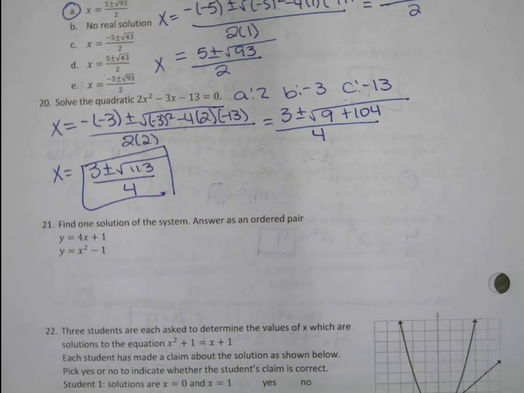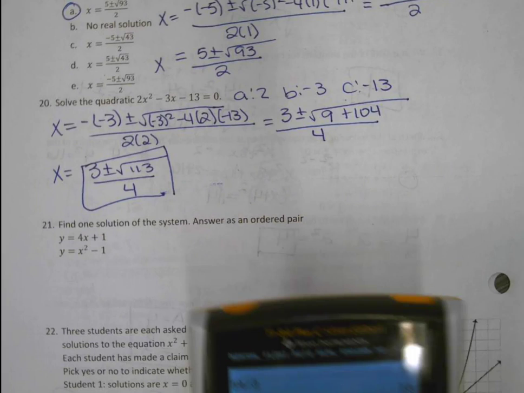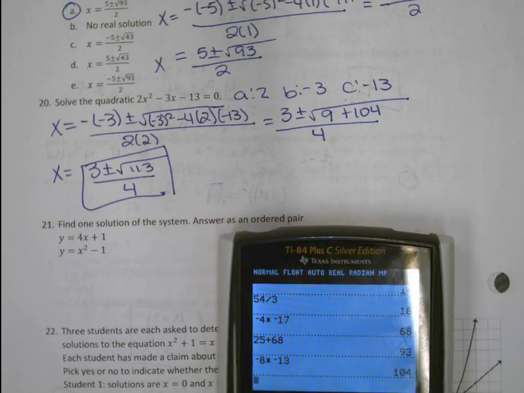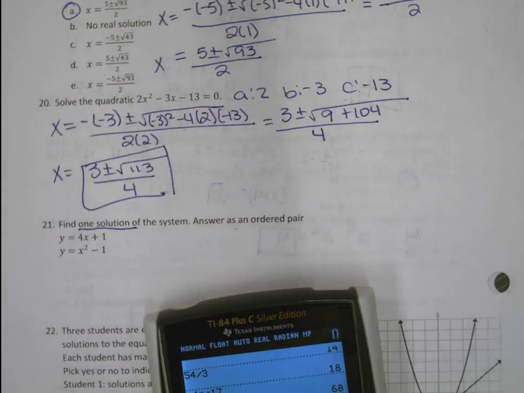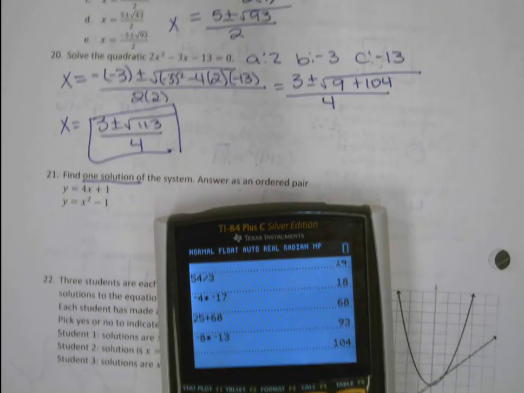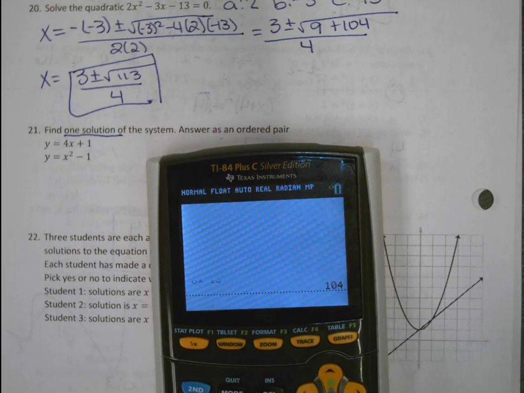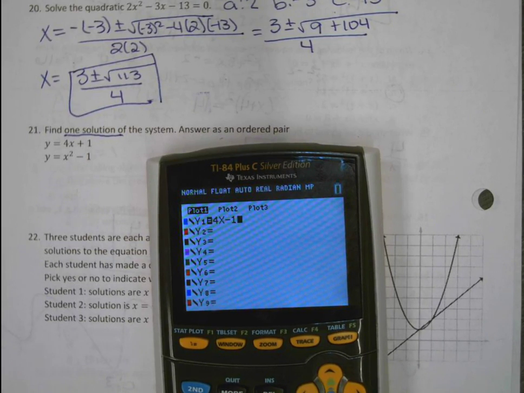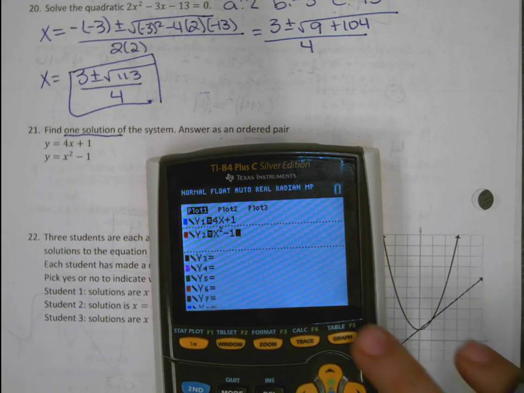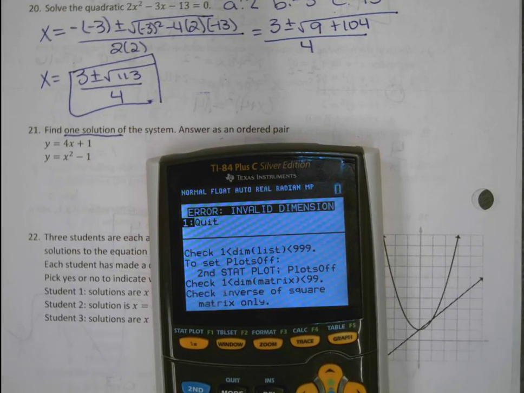Number 21 wants me to find the solution of the system. This means graph them and say where it crosses. It only wants one solution, so I only need to say one of the points where it crosses. What I'm going to do is on my calculator, I go to y equals. If there's any equation here, I want to clear it out. I don't have any, so I just type in my equation. Oops, this one's plus 1. And the bottom one is x squared minus 1. I go and graph this. My window's wrong.